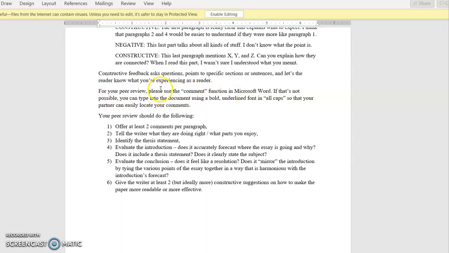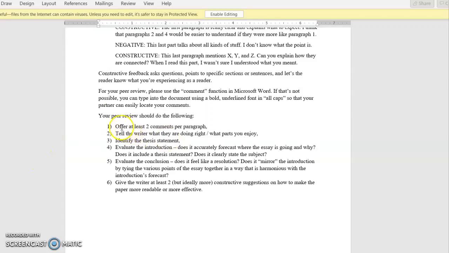So I'm going to show you guys how to use the comment function in Microsoft Word if you haven't done it before. If for whatever reason you can't do it, you can actually just type into the document, but I want you to use bold, underlined, and all caps if you do that, so your partner can easily skip through the document from one of your comments to the next instead of having to read through it searching.